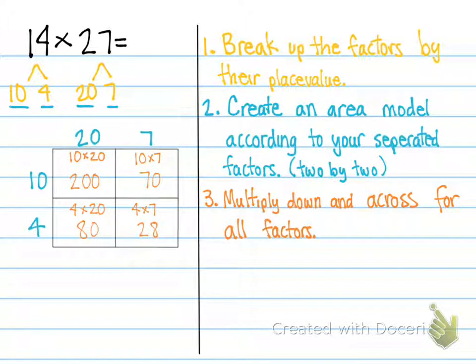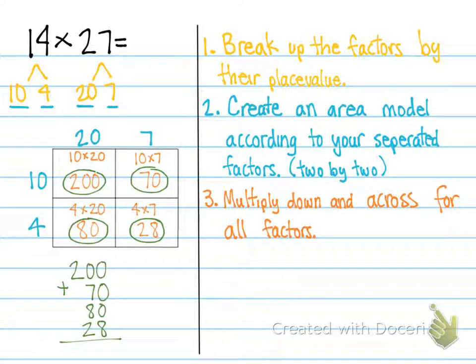Our next step is to add up those partial products. So add up that 200, that 70, that 80, and that 28. Do that. 0 plus 0 plus 0 is 8. 0 plus 7 plus 8 plus 2 is 17. Carry the 1. And 1 plus 2 is 3. So our total product is 378.